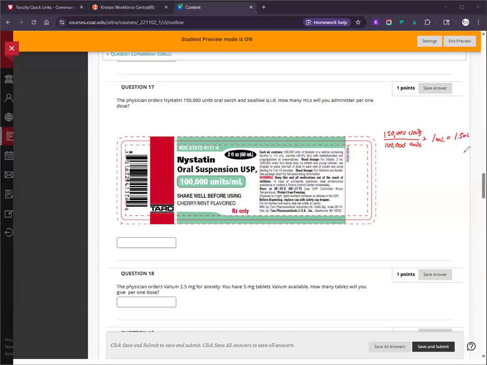Yeah, so remember, if you were to get an answer like 1.75 milliliters, then you would want to round your answer to the nearest tenth. If you got an answer of 0.175, then you would want to round your answer to the nearest hundredth because it's a number less than 1. So this is where rounding comes into play when you're doing these types of problems.